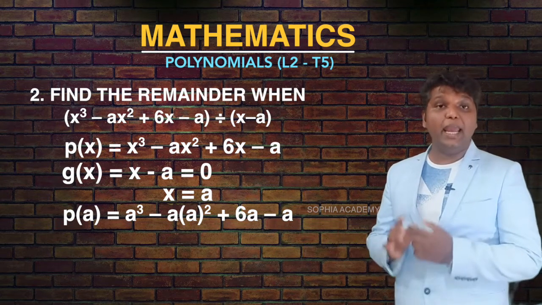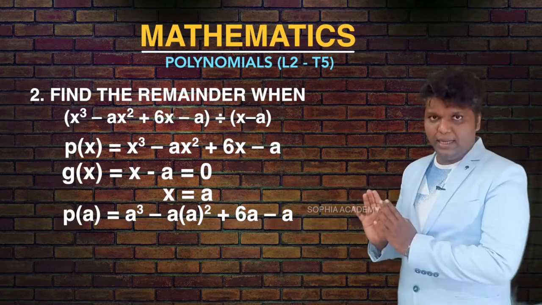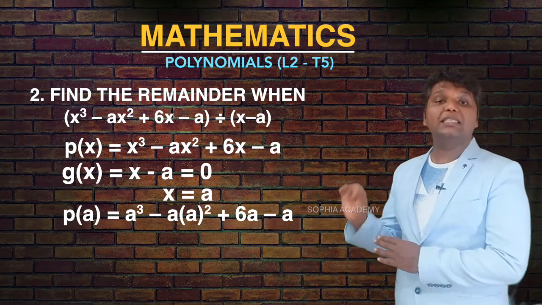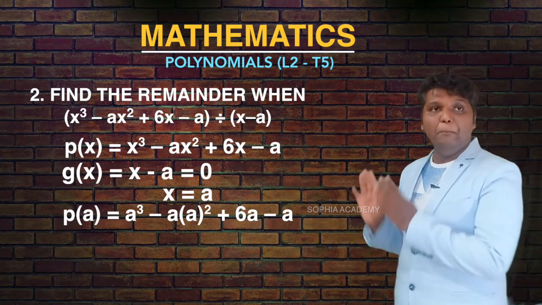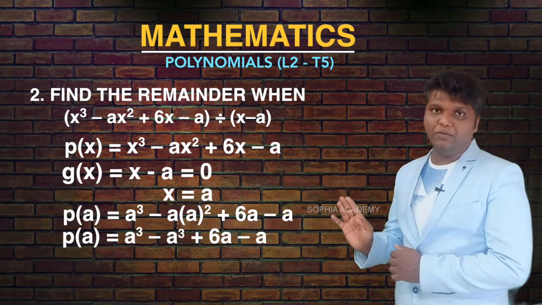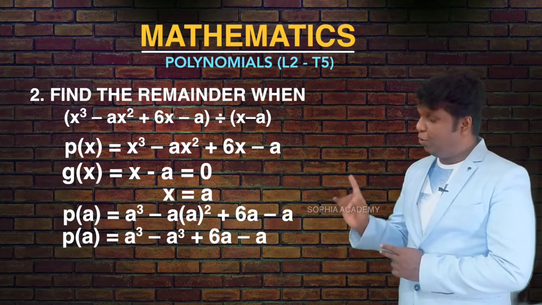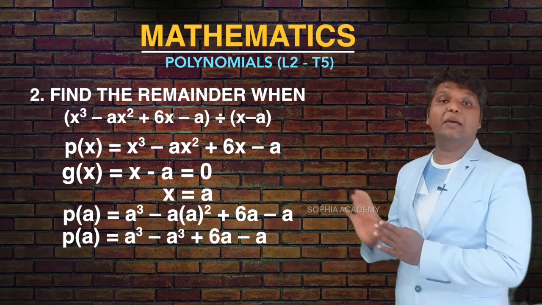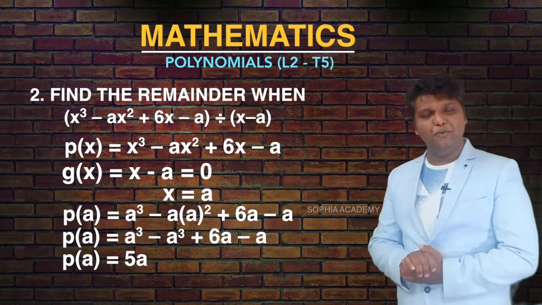P of a is equal to a cube minus a into a square, because a is already there and instead of x you substitute a, so a into a square, plus 6a. Why 6a? Because it was 6x. Then minus a. Here a cube minus a into a square is a cube itself. So a cube minus a cube plus 6a minus a. A cube minus a cube is 0. Then 6a minus a, that is 6a minus 1a, which is 5a. So you got it as 5a.